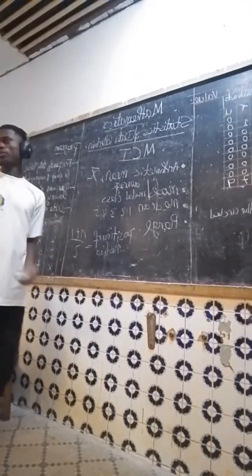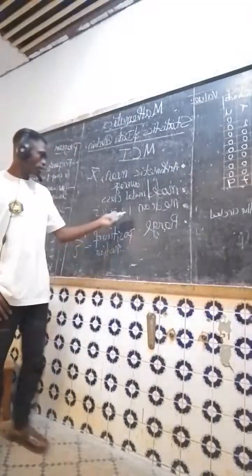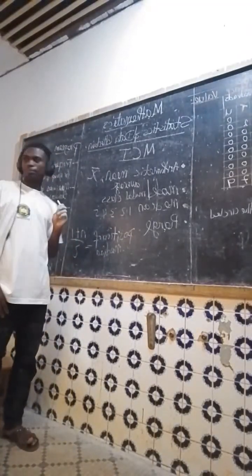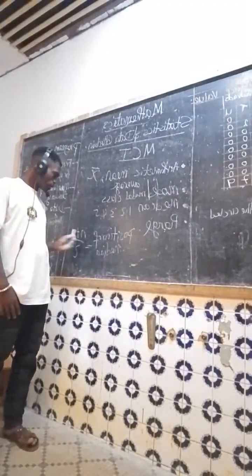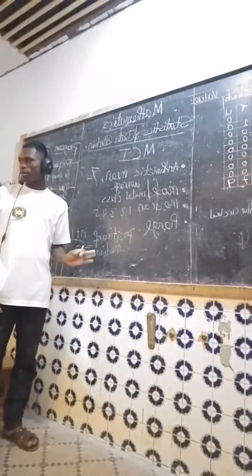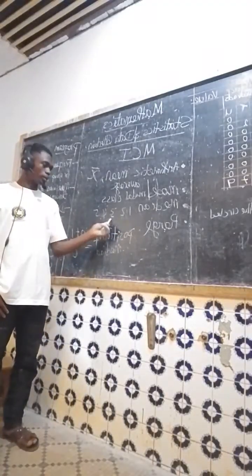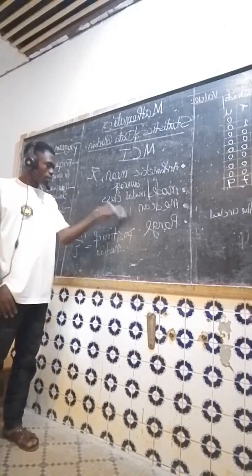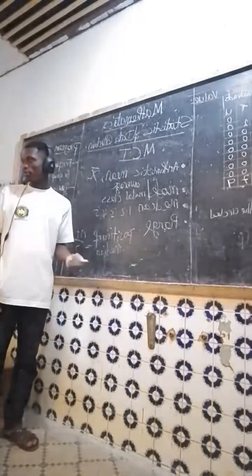Let's use this example. How many digits are here? 5. 5 plus 1 is 6. 6 divided by 2 is 3. So the third number is your median. This is the median. For data that's organized like this, there's no problem, right?